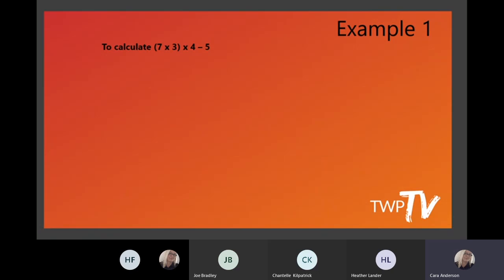So if I wanted to calculate this formula that's on the screen, it's nice and simple. I haven't been mean, haven't thrown any symbols or letters in there. It's just a simple follow the BODMAS or BIDMAS formula. Okay.